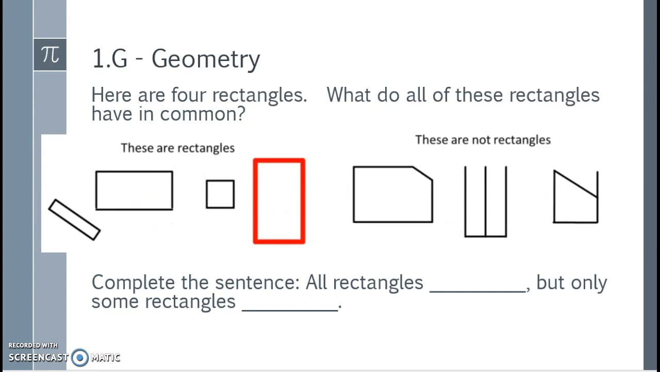Here are 4 rectangles. What do all of these rectangles have in common? Take a moment, jot some ideas down, take a look at the rectangles and those that are not rectangles, and complete the sentence. All rectangles blank, but only some rectangles blank. Pause the video and jot some ideas down and see if we can match.